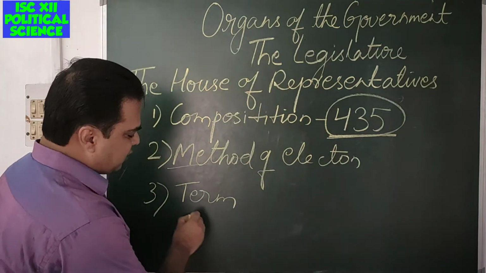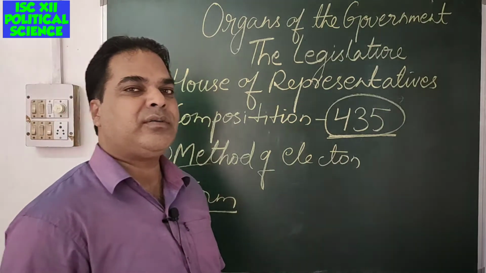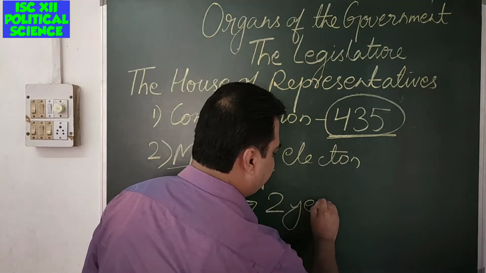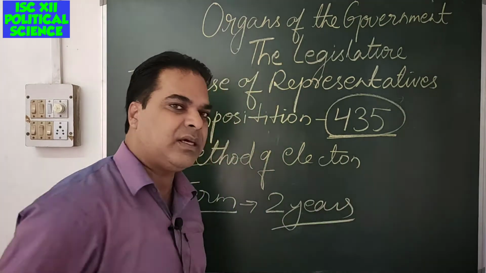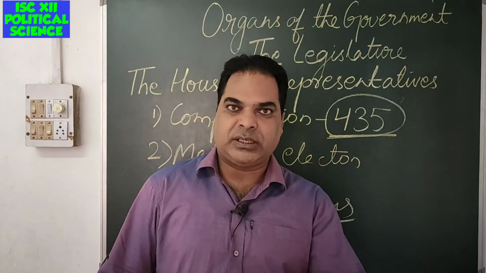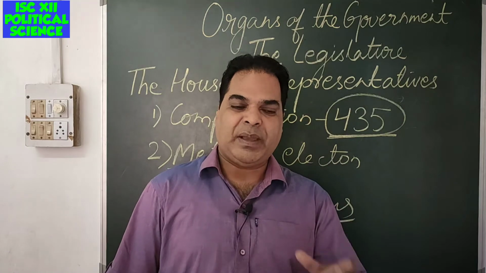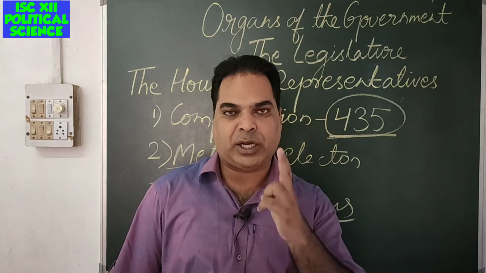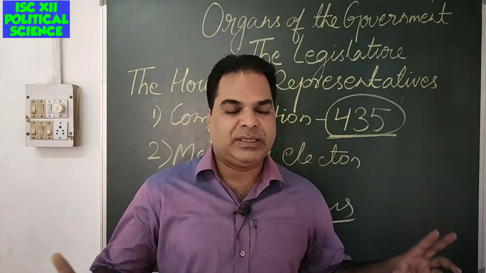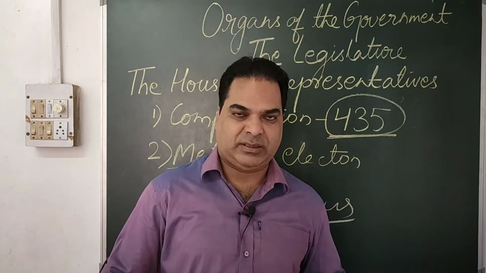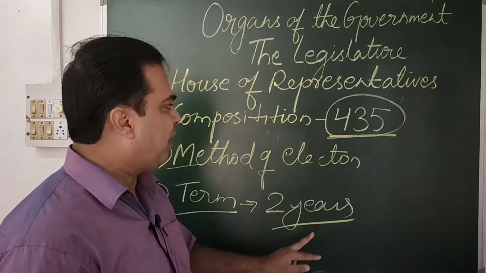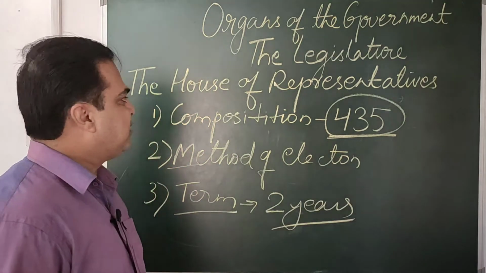The next one is term. The term of the House of Representatives is 2 years. How many years? 2 years. And the term is fixed. Once the members are elected to the House of Representatives, they complete the term of 2 years, because they cannot be removed before that. The system is completely different. Okay, but this is all about the House of Representatives.